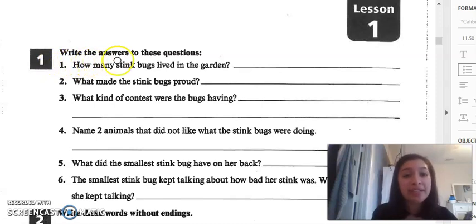It says write the answers to these questions. Read question 1. How many stink bugs lived in the garden? So by yourself, read question 1. Go. So think really big about our story. How many stink bugs lived in the garden?